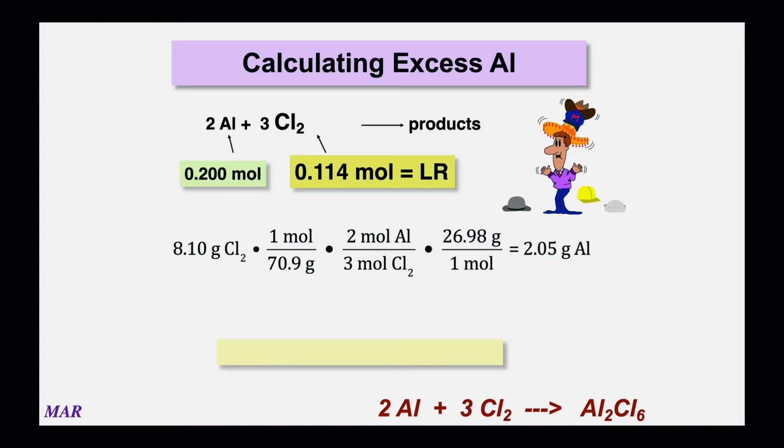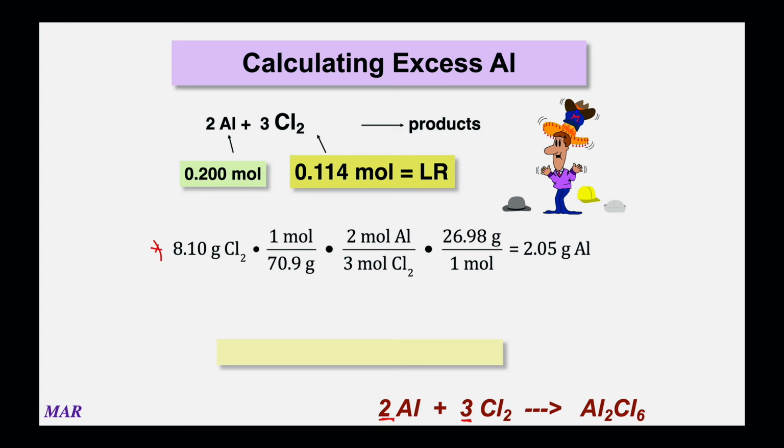Back to the numbers we used earlier. We saw that there were 0.20 moles of aluminum and 0.114 moles of chlorine, the limiting reactant, and we found out then that we have to base our calculations on chlorine. So at this step right here, we're taking the grams of chlorine, turning them into moles. We're then going moles of chlorine to moles of aluminum. It's a 2/3 ratio, again because of the balanced reaction, and then you can multiply by the molar mass of aluminum. And this number is 2.05 grams of aluminum.